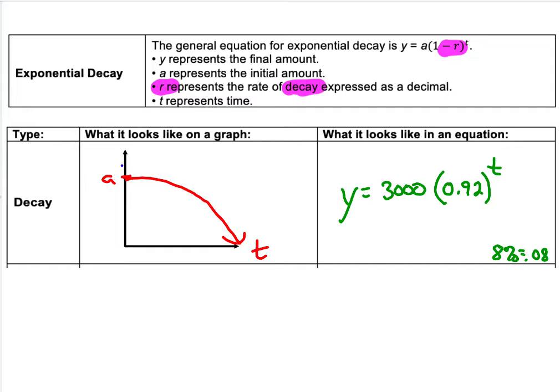So the key for these problems is going to be this number here. Is it greater than 1? All right, now it's growing. Or is it less than 1? All right, now it's decaying and it's going to be getting smaller.